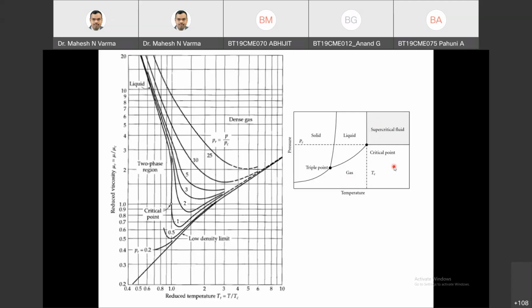For every compound, you will have this critical temperature and pressure, and I can estimate the property at this critical temperature and pressure. So critical temperature and pressure is a property of the compound. Every compound will have some critical pressure and critical temperature. This will be given. So at a given temperature, I can calculate the reduced temperature and reduced pressure, and then using this empirical graph, I can get the reduced viscosity. Now the only thing is how to get the value of the critical viscosity.